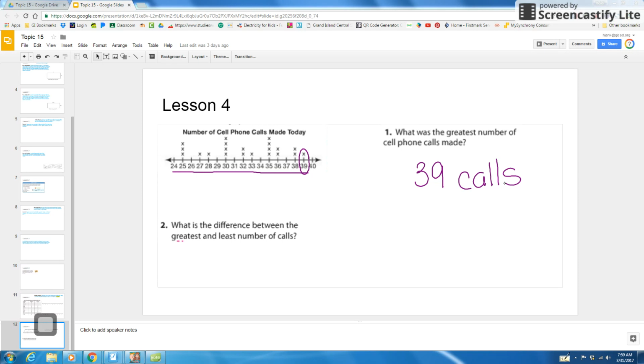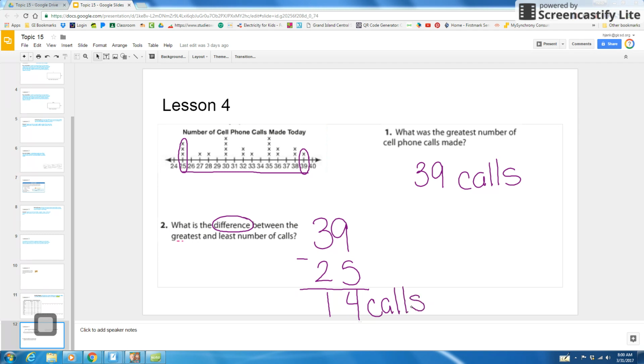Another type of question that they might ask us is, what is the difference between the greatest and the least number of calls? Well, we already know our greatest was 39. Now again, same thing, I looked down, well, 24 is my smallest number on this number line. However, there's no points plotted above it. So I need to look and see here that 25 is my lowest number that has information plotted above it. And if I'm looking for my difference, I should be subtracting. 9 minus 5 is 4. 3 minus 2 is 1. So the difference is 14 calls.